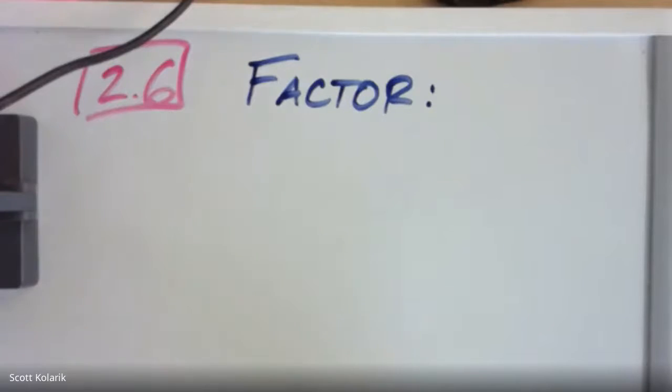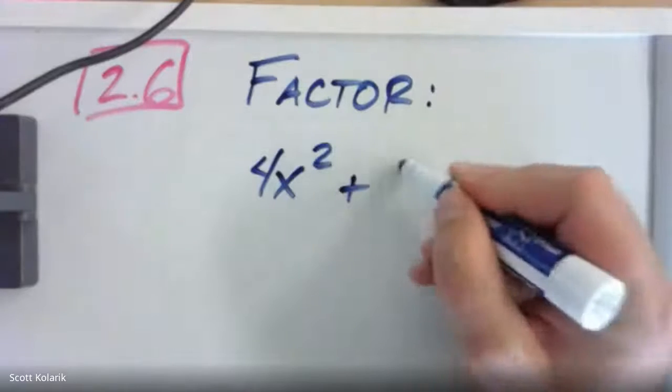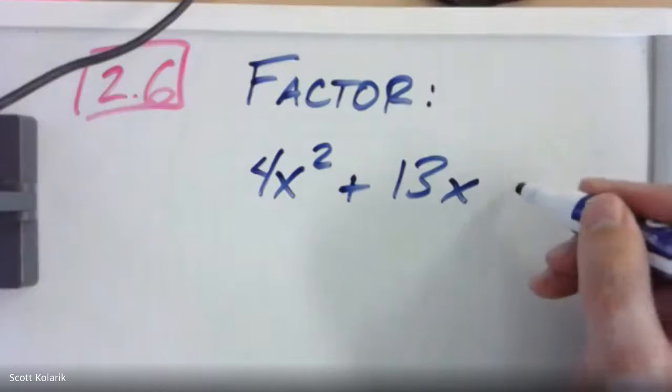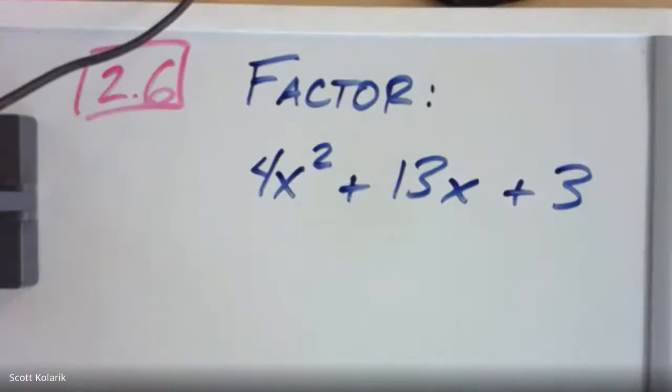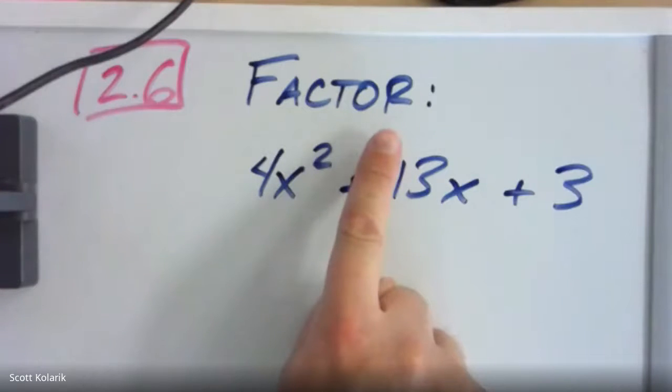So you're going to be given a polynomial. In this case, 4x squared plus 13x plus 3. And you're simply going to be told to factor. Now this actually goes back to yesterday's notes. In yesterday's notes, I gave you a little checklist. Anytime your instruction is to factor, do this checklist.